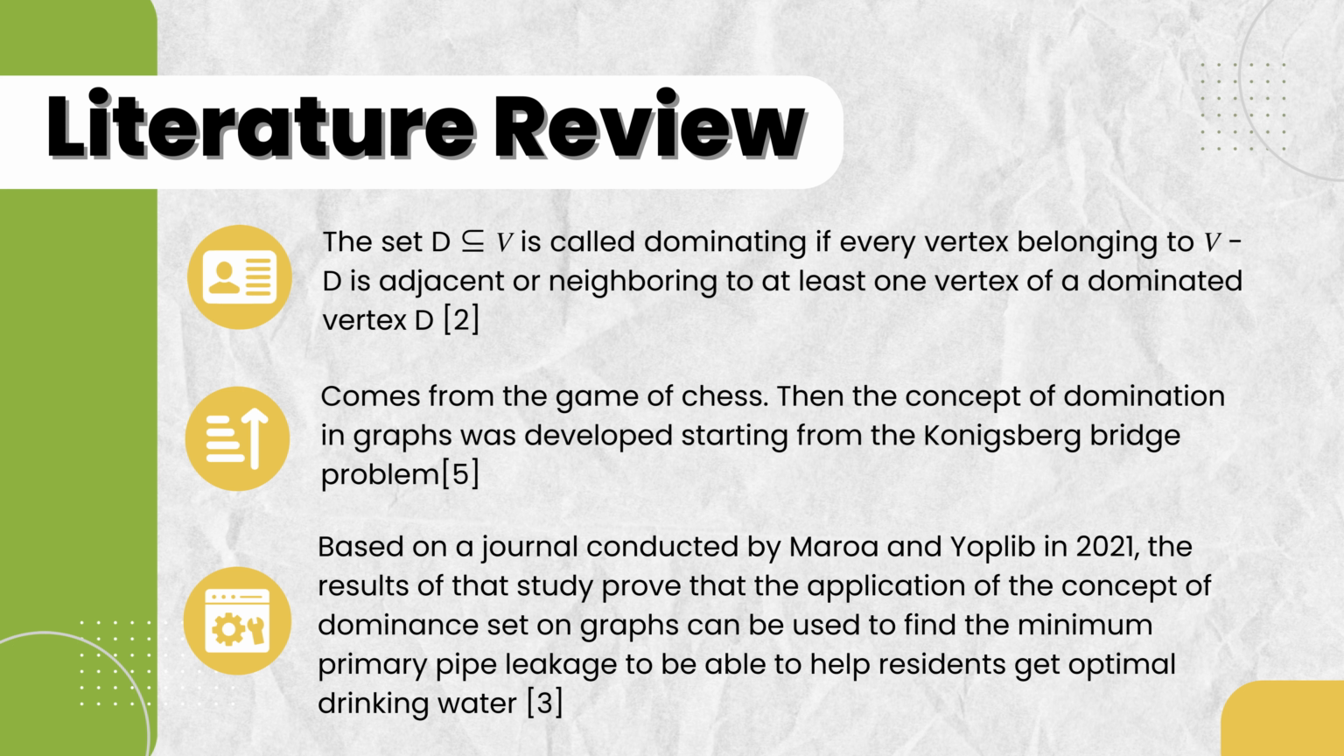Mathematically, a graph G is defined as a set pair (V, E), where V is a non-empty set of vertices, while E is the set of the edges that connect the vertices. Suppose there is a graph G. The set D, a subset of V, is called dominating if every vertex included in V minus D is adjacent or neighbor to at least one vertex of the vertices dominating by D. The minimum cardinality of all dominating sets is called the domination number.